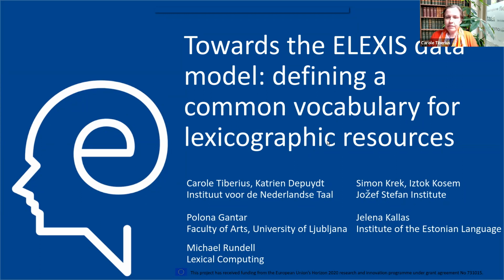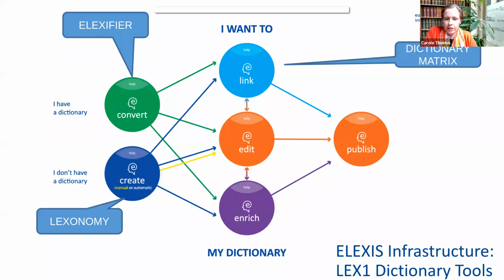My name is Carole Tiberius, and I will briefly summarize the paper on the ongoing work on the ELEXIS data model. I believe that all my co-authors are present, so they will be able to take the difficult questions later. ELEXIS is a Horizon 2020 project which will create a sustainable infrastructure for lexicography. Here I would specifically like to focus on the ELEXIS platform for dictionary tools. Within ELEXIS, users will be able to convert, create, link, edit, enrich, and publish their data.